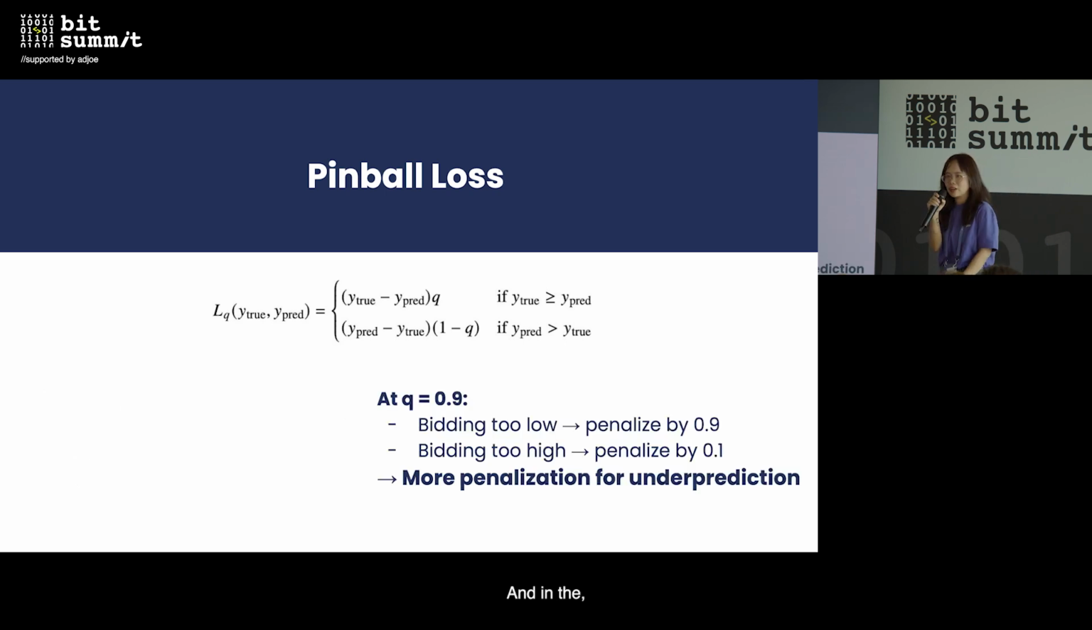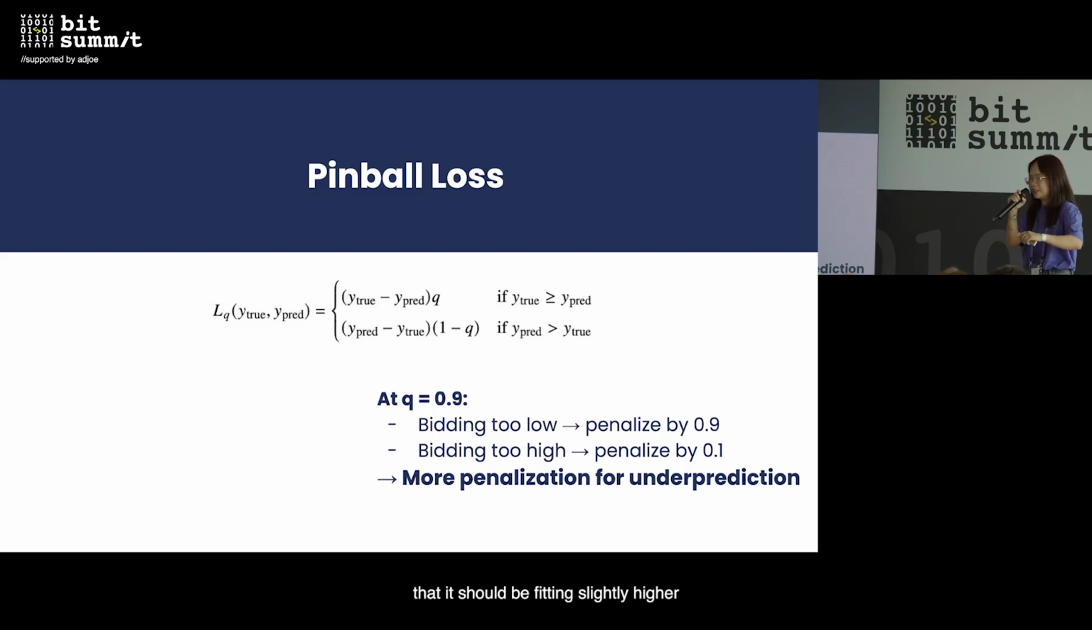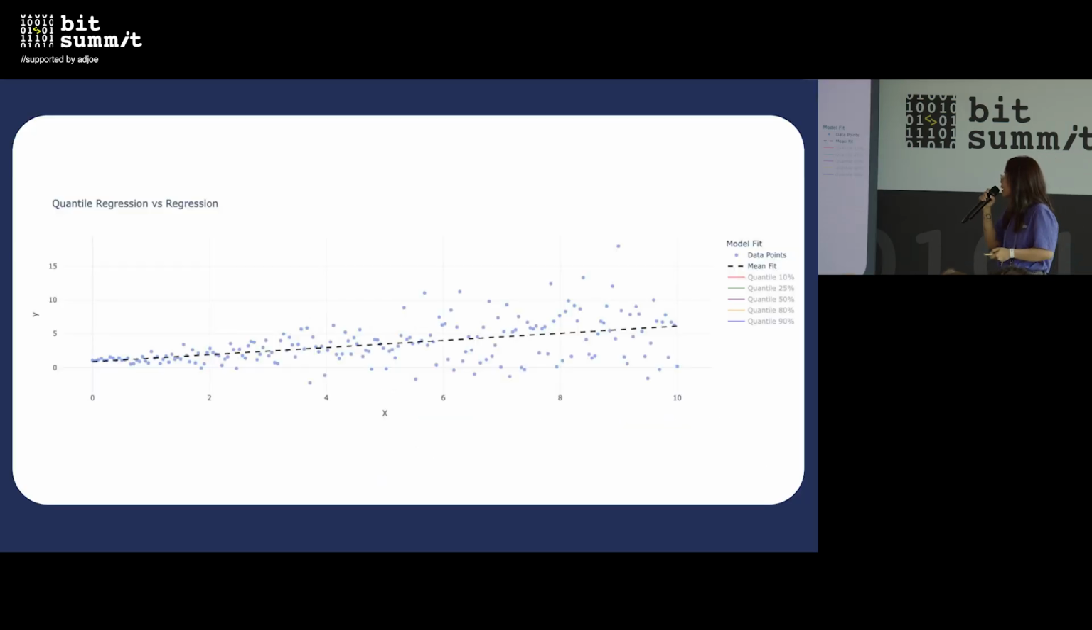And in another scenario where we have a higher quantile, which is 0.9, you can see here that if the model bids too low, it will be penalized 9 times more than bidding too high. So here, the model learns that it should bid slightly higher to be able to have a 90% winning chance in these auctions. And this is how it looks visually.